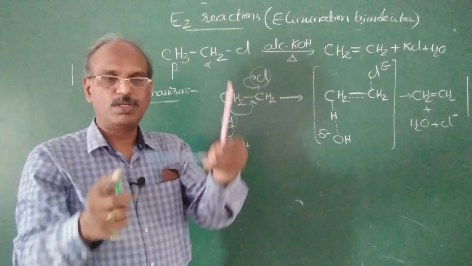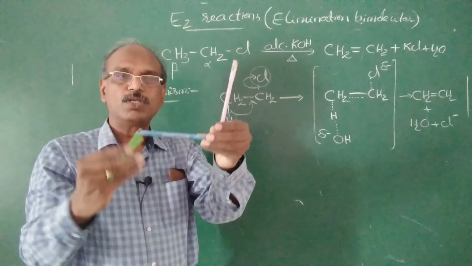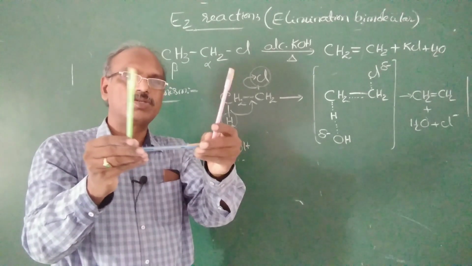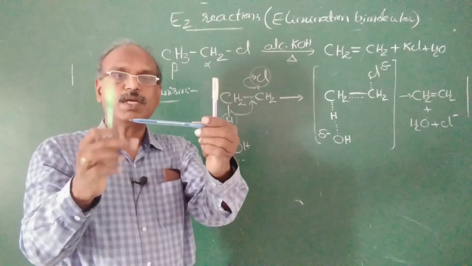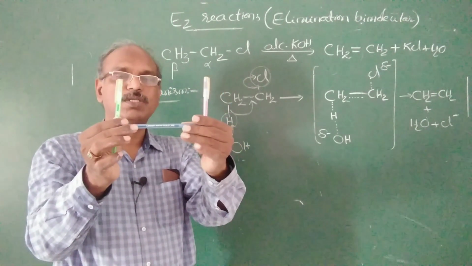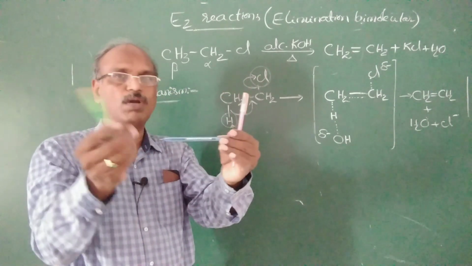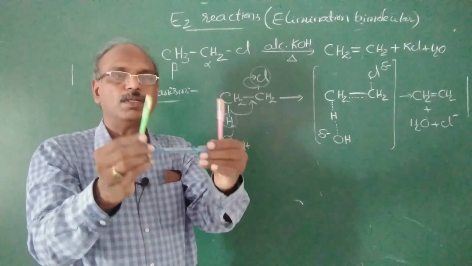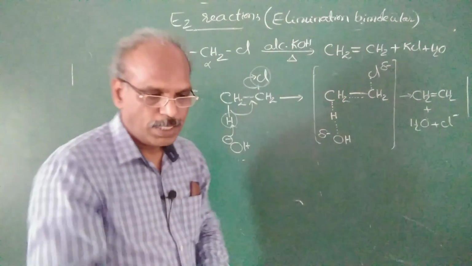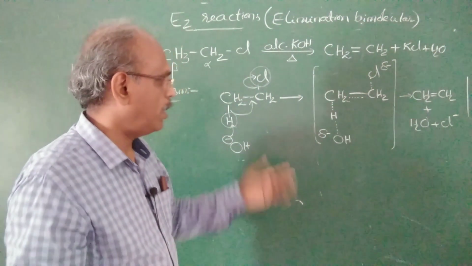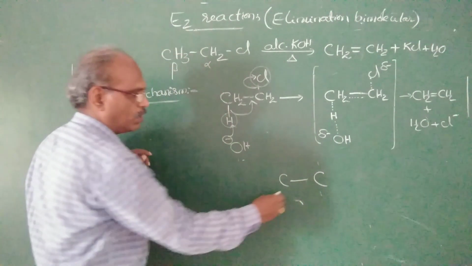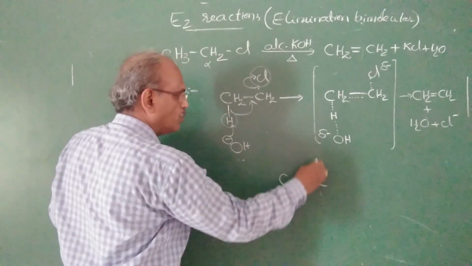Okay, this is about the anti-elimination case. Suppose they are in syn orientation. Even in this case, we get orbitals parallel to each other. After the removal of the groups, the new orbitals can overlap to form a pi bond. So in syn elimination or anti-elimination, the new orbitals are parallel to each other.